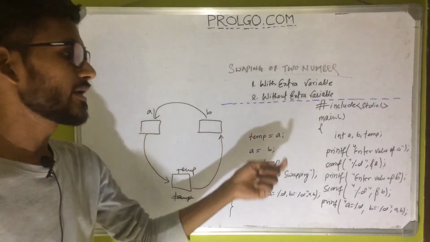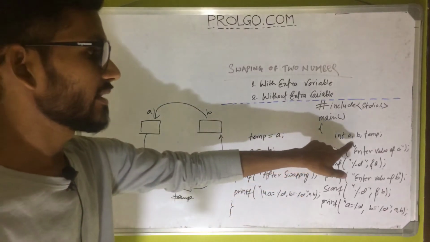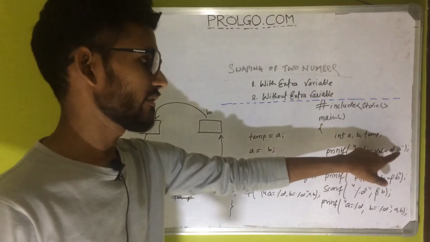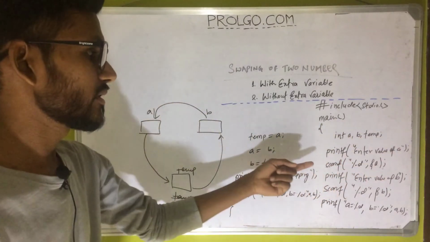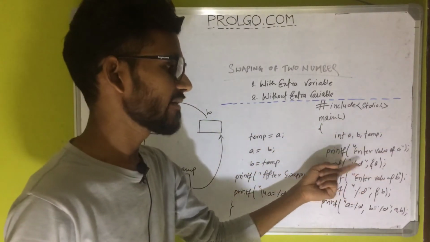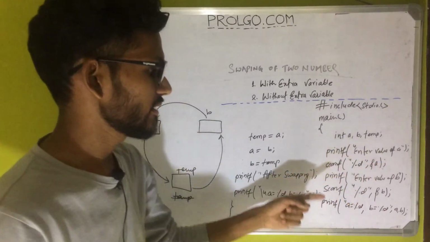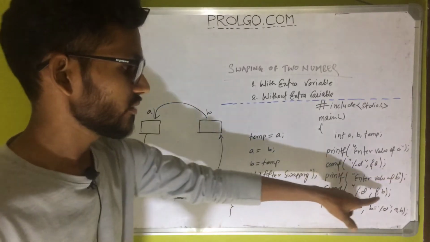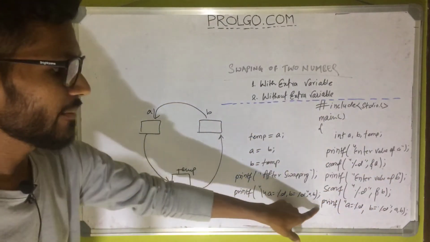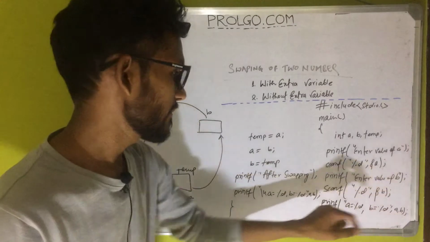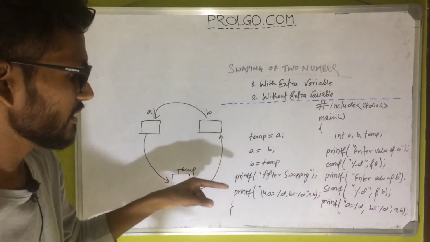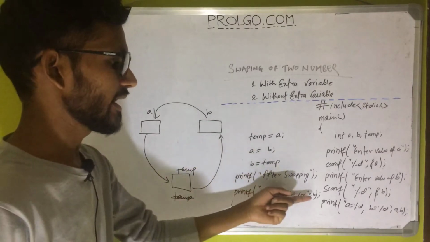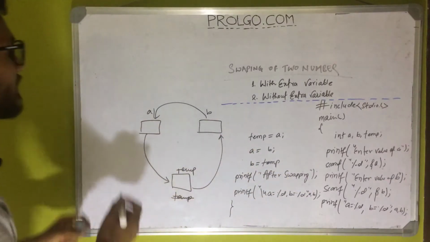I have written the complete program here. I have taken three variables A, B and temp. Now I am printing "enter value of A", asking for input from the user, then scanning the value and storing it into A. Now I am asking the user to provide the value of B and storing it inside B, and then I am printing the values of A and B. After that I am swapping here, and then printing after swapping, whatever the values inside A and B. So let's just take one example.